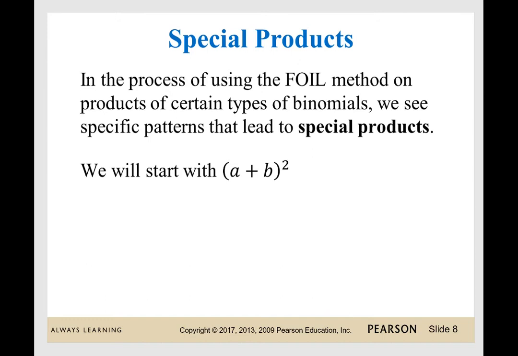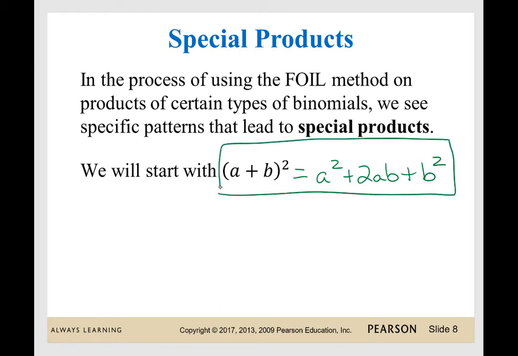All right, so again, if we start with the a plus b squared, we knew that that one came out to a squared plus 2ab plus b squared. So this is a great shortcut to remember. Okay, same thing goes with a minus b squared. That's always going to turn out to be a squared minus 2ab plus b squared.